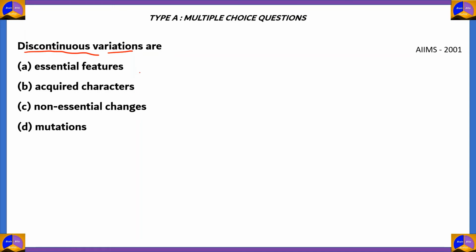A. Essential features. Now, discontinuous variations are not necessarily essential features. Essential features are basically non-variant part of genes. So the part that has undergone no variation is actually pretty important for the survival of an organism. Hence the rise of diseases.